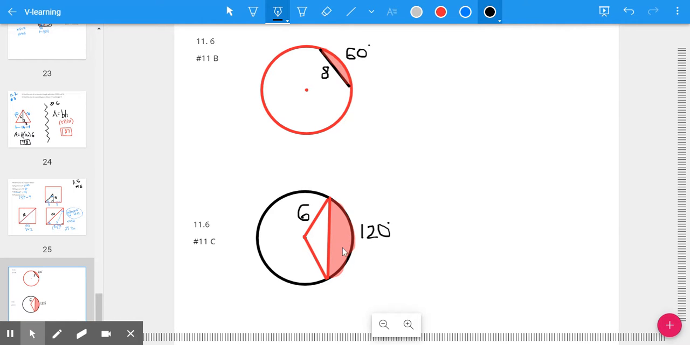Remember, to find the area of the segment, you need to find the area of the sector and then subtract out the area of the triangle. Let's take a look at 11B first.